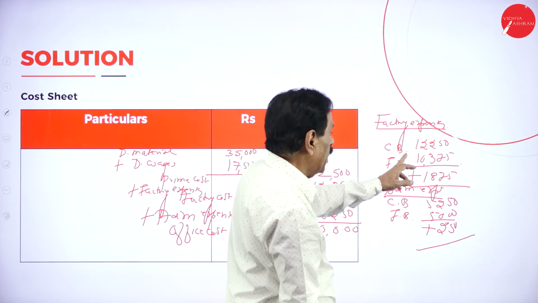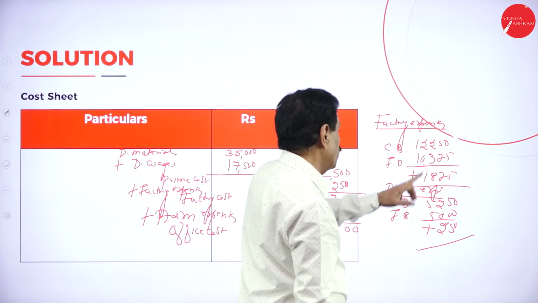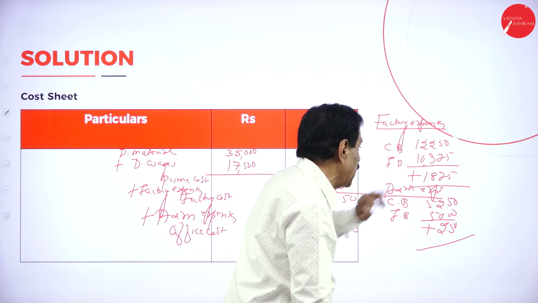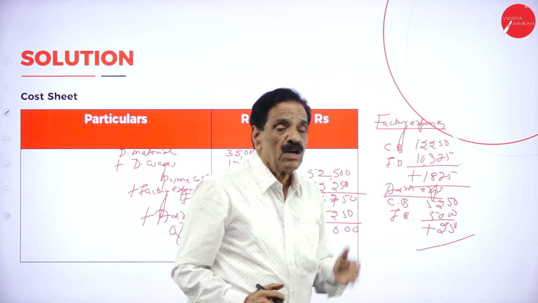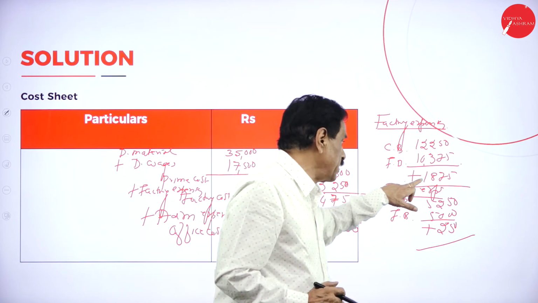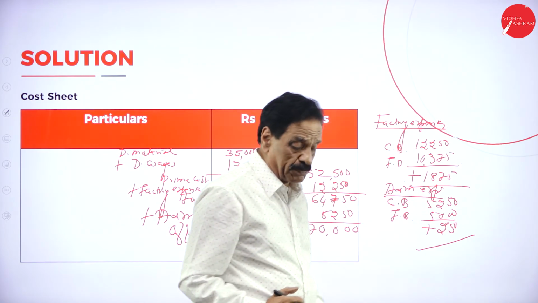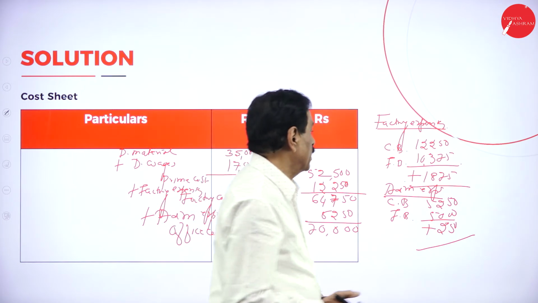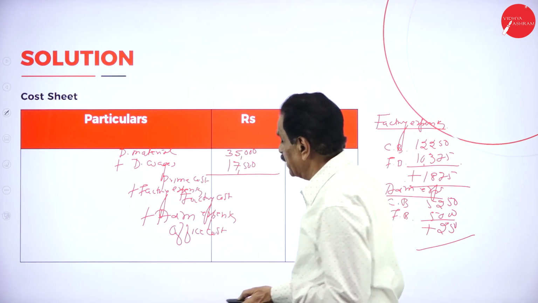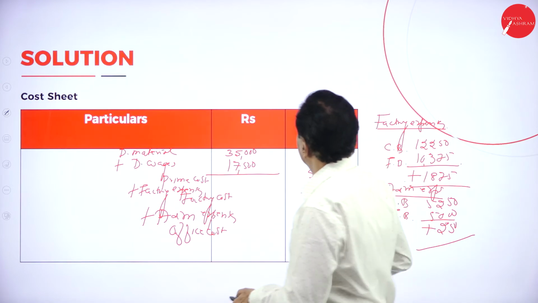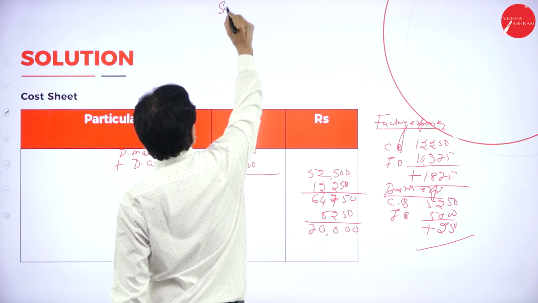Here also, cost book shows 12,250 and the financial book 10,375, a difference of 1,875. Who charges more? More charge, less profit. Here costing profit is less, so add back. Administration expense is also charged more, so add back. Then factory and administration done, now come back to selling expenses.